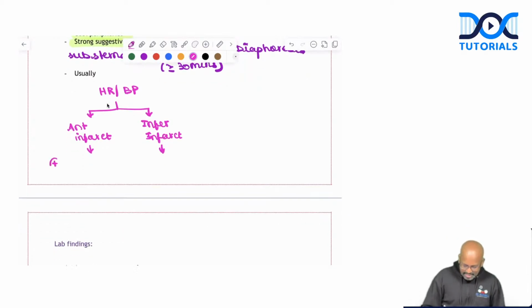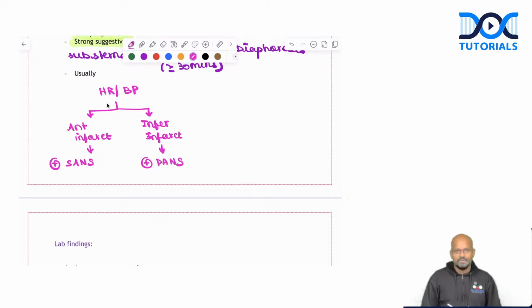Anterior infarction stimulates the sympathetic autonomic nervous system, whereas inferior infarction stimulates the parasympathetic autonomic nervous system. That's what we call the Bezold-Jarisch reflex. So because of this, what exactly can be expected in the patient, guys? We know sympathetic, if it is getting activated, what do you expect the heart rate and the blood pressure to be? Is it going to be increased or decreased, guys?